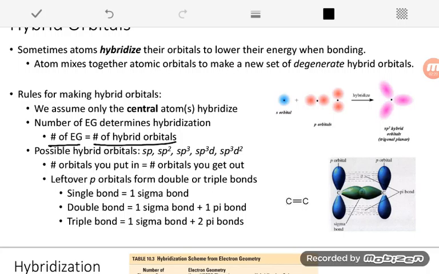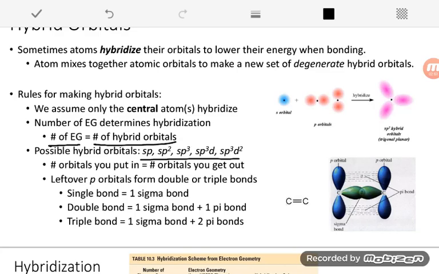The possible hybrid orbitals are these down here. sp is exactly what it sounds like: we mix together one s and one p orbital. sp2 is one s and 2 p's. sp3 is one s and 3 p's, and then we run out of p's. We only have 3 p's, so after that we have to start adding in d orbitals. sp3d is 1 s, 3 p's, 1 d. sp3d2 is 1 s, 3 p's, 2 d's.